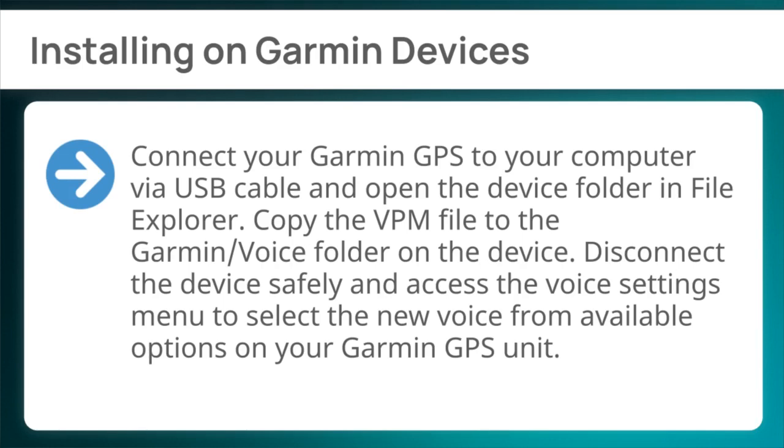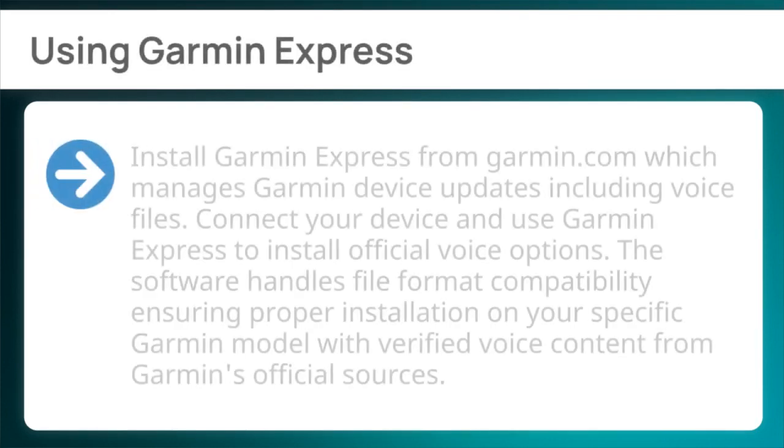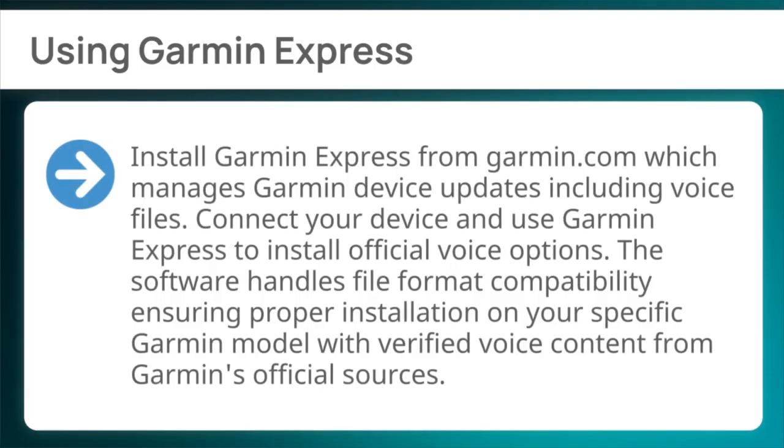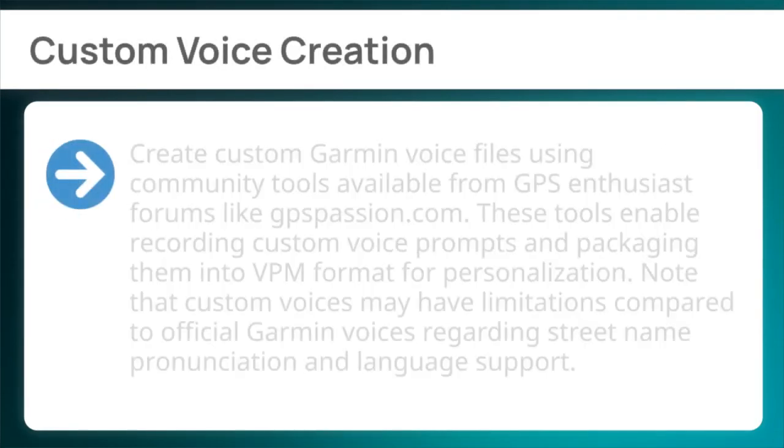Garmin GPS unit. Next, using Garmin Express, install Garmin Express from Garmin.com, which manages Garmin device updates including voice files. Connect your device and use Garmin Express to install official voice options. The software handles file format compatibility, ensuring proper installation on your specific Garmin model with verified voice content from Garmin's official sources.